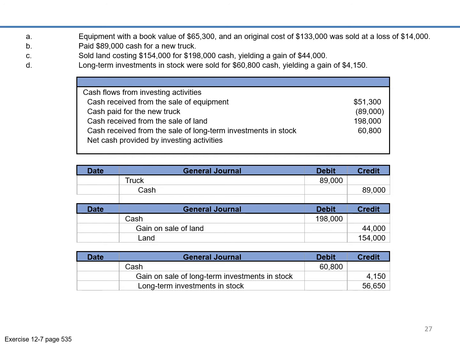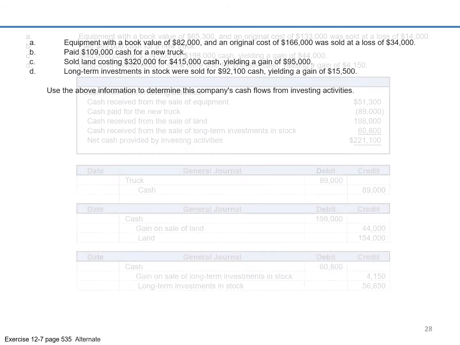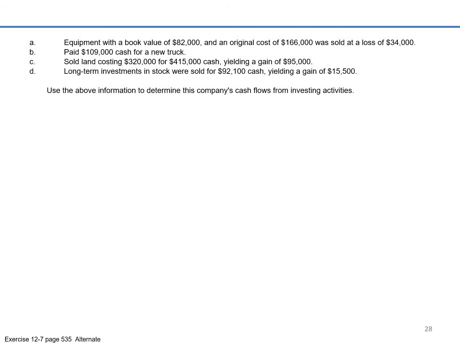So if we add them all up, we have net cash provided by investing activities equal to $221,100. All right, so same thing here. Why don't you take a minute, reconstruct the entries, figure out what pieces, parts are cash, place them in your investing section of your cash flow statement, add it up, and compute what you think the cash flow from investing activities is. When you're done, resume the recording. We can go through it.